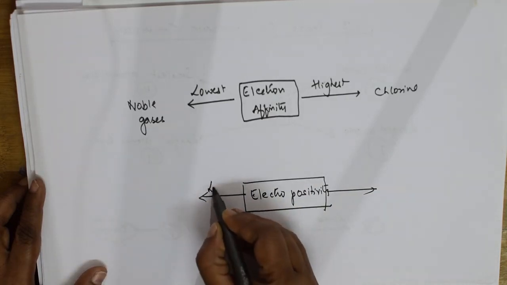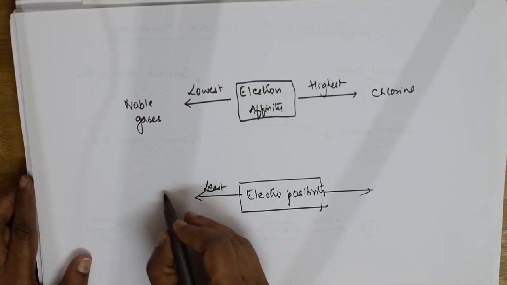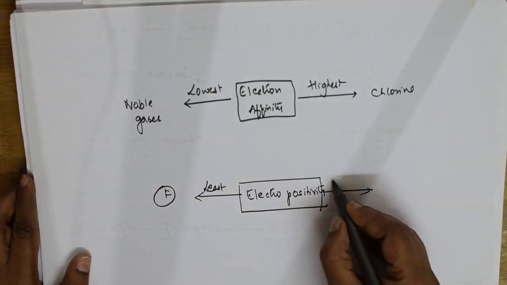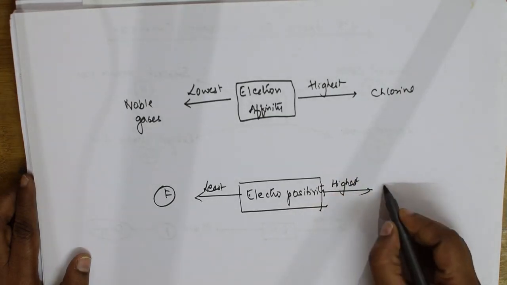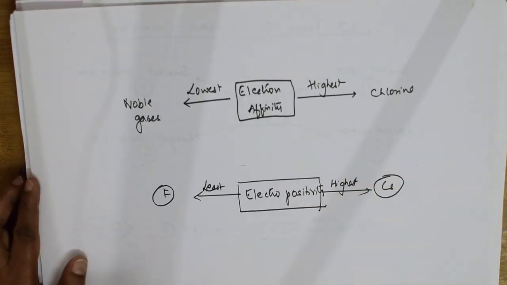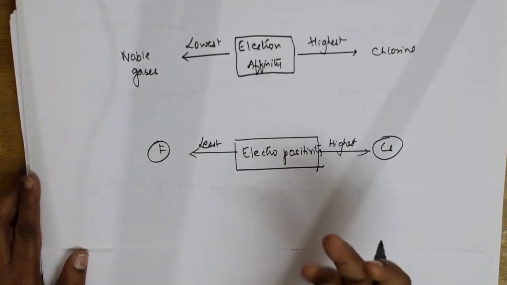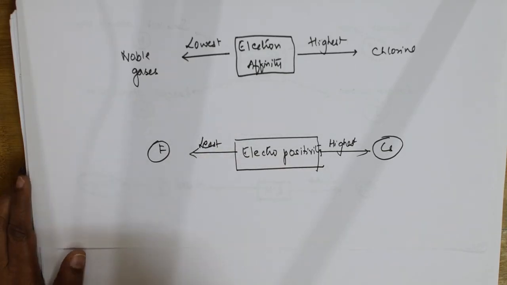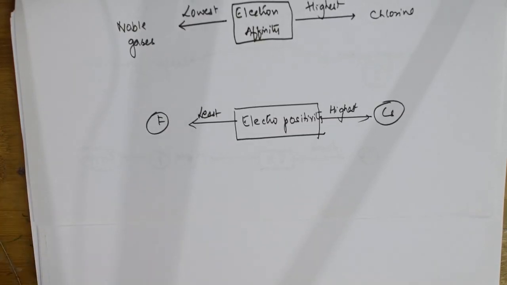So the element with least electropositivity is fluorine. The element with highest or most electropositivity is cesium. That's done. Yes. Now electronegativity over, electropositivity over, atomic size over, electron affinity over. Let us write the next concept as ionization potential.